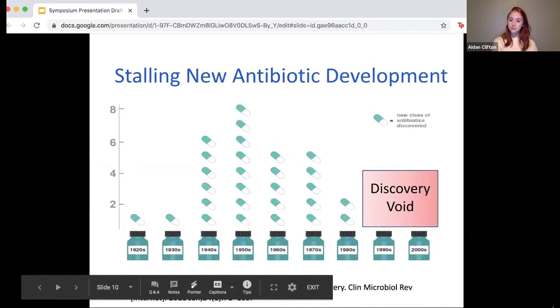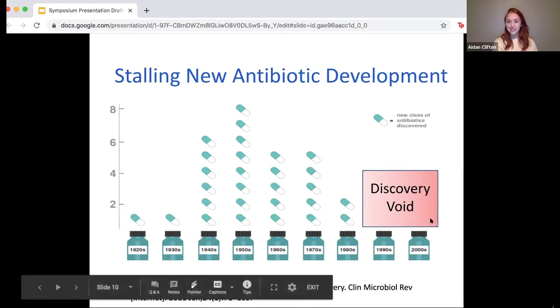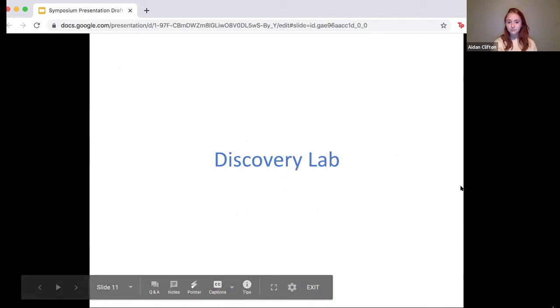The problem is we haven't discovered any new classes of antibiotics since the 1980s. And there's a bunch of different reasons for this. The biggest one is just that it's not very lucrative. So pharmaceutical companies don't want to invest in it. And it's not lucrative because it's a one and done deal. Obviously, you only take antibiotics until your bacterial infection is done. It's not like painkillers that you would take consistently. And because it only lasts about 10 years before bacteria develop resistance to it.